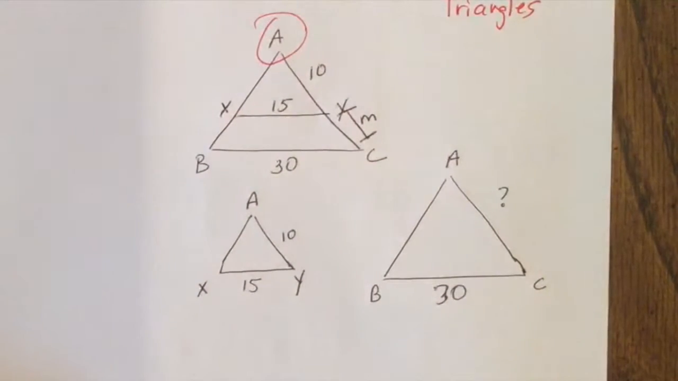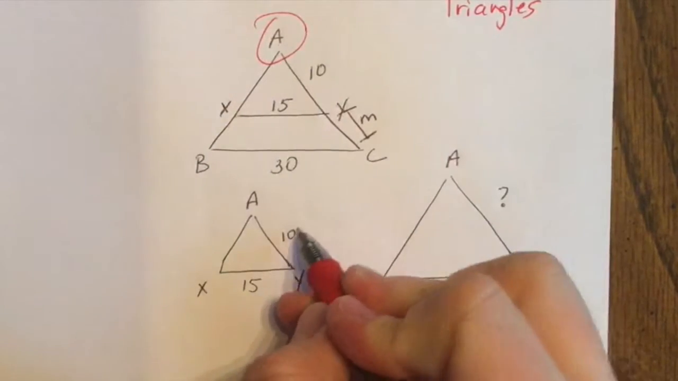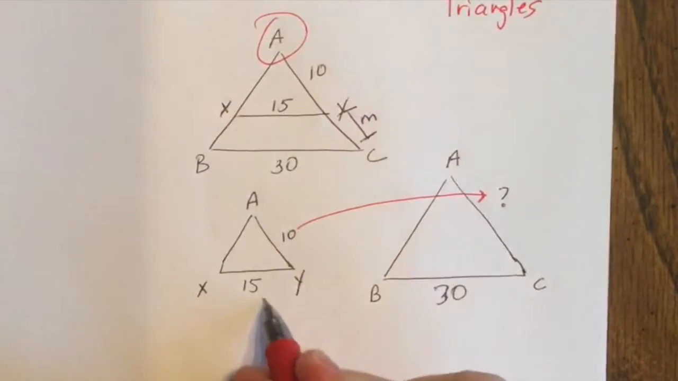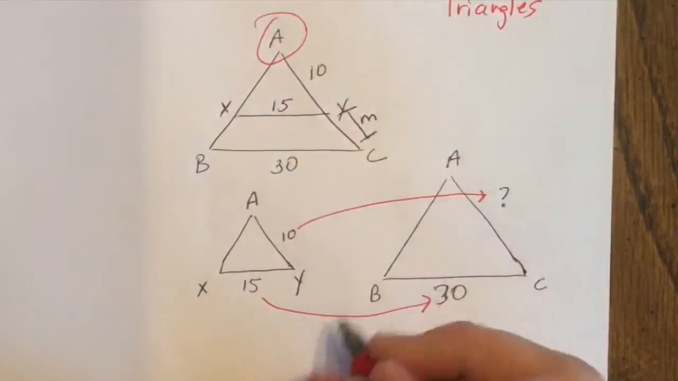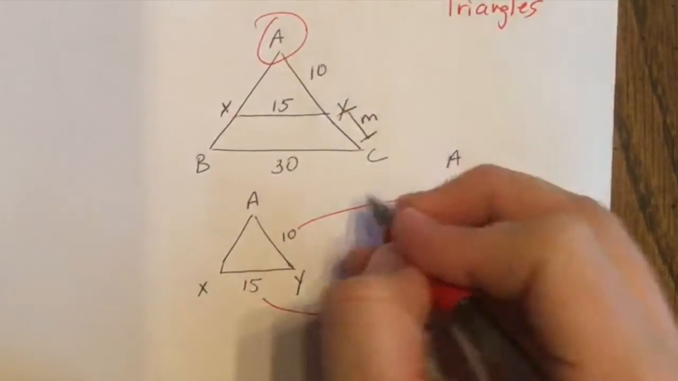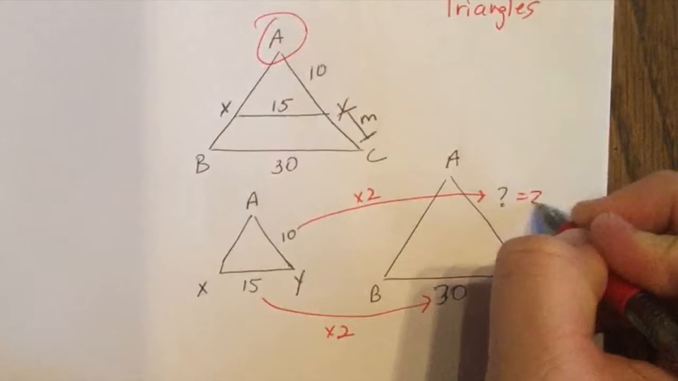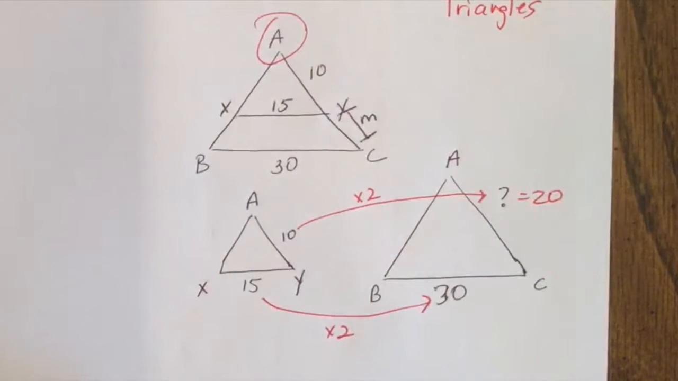So now I have a very simple problem about finding missing side lengths. I match my corresponding sides. 10 matches to question mark, 15 matches to 30. Arrows point to the larger one because that's where my missing information is. I'm going to find my scale factor. 30 divided by 15 is times 2. So I'm going to apply that. 10 times 2 gives me 20. So right away I know that the whole side length AC is 20 units.